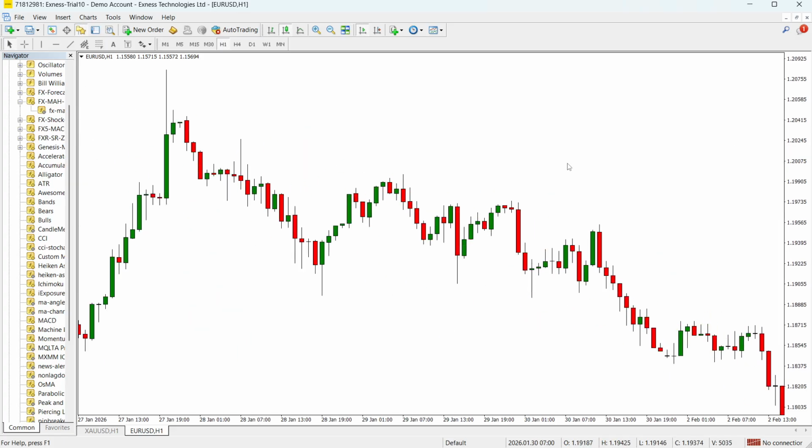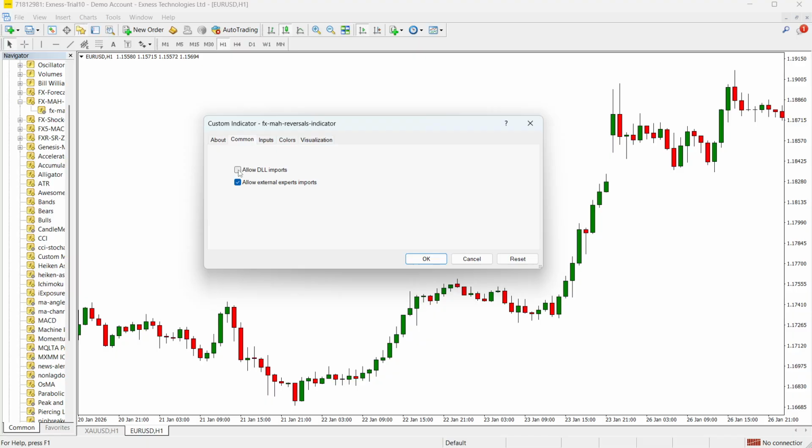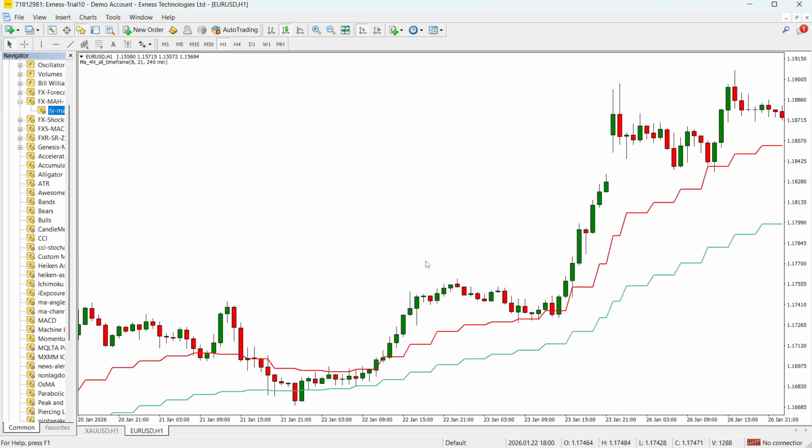This version plots two sharp horizontally stepping lines that track price action, helping you see where the tool expects potential breaks and reversals. At this point, I'll load the indicator on the chart so you can see how it looks in real time. Remember, I want to allow DLL imports, and there we have it.